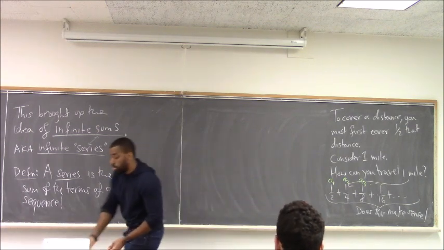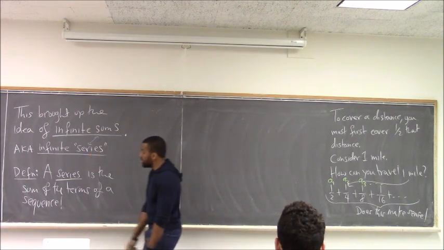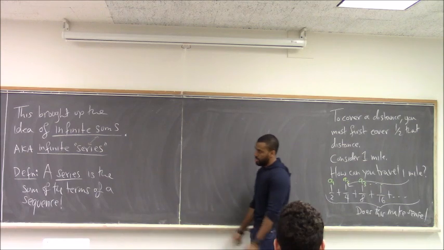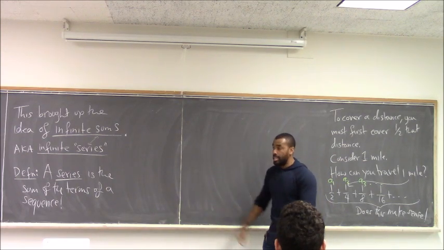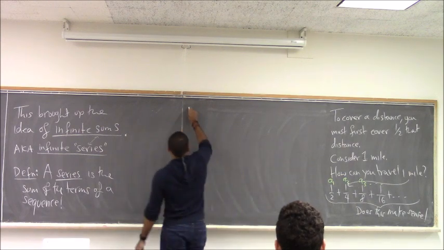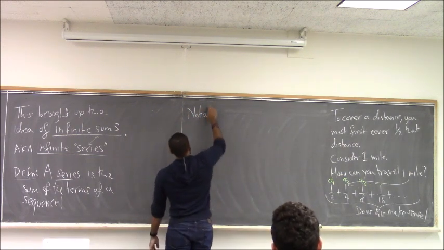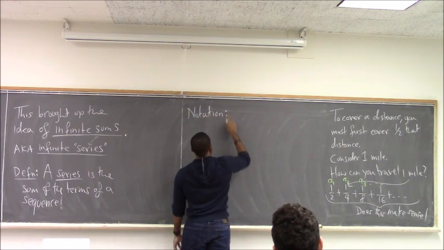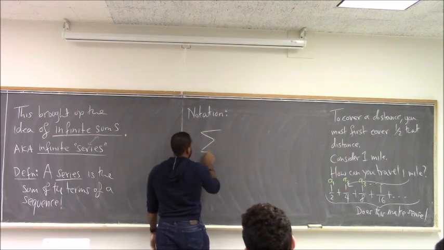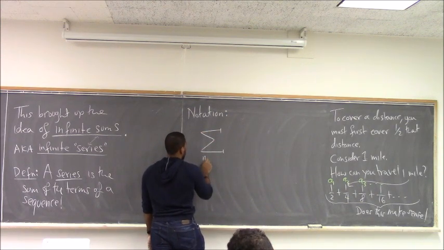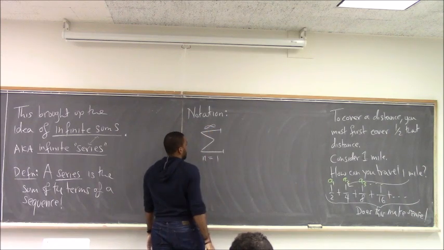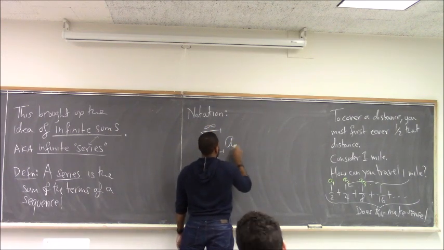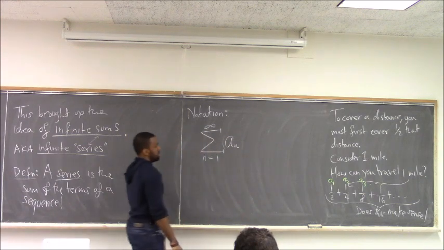So it's just the sum of the terms of a sequence. So a sequence is just a list in a definite order. You get a series when you start adding up the things in that list. So the notation here, it's notation we've seen before, the sigma notation. Write this. So we can say n goes from 1 to infinity. And you can write the expression here like an, right?